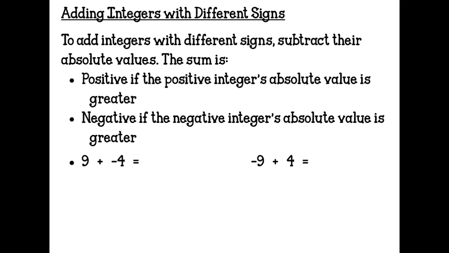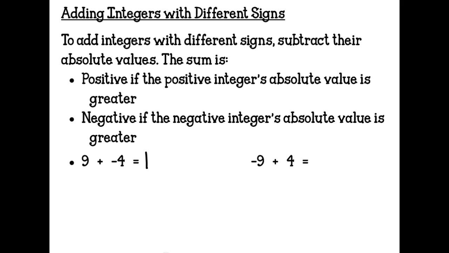Okay, here I'm adding integers with different signs. So to add integers with different signs, we subtract their absolute values. The sum is positive if the positive integer's absolute value is greater, and it's negative if the negative integer's absolute value is greater. So I look at 9 plus negative 4, and which one has the greater absolute value there? It's the positive number. So I know that my answer is going to be positive.